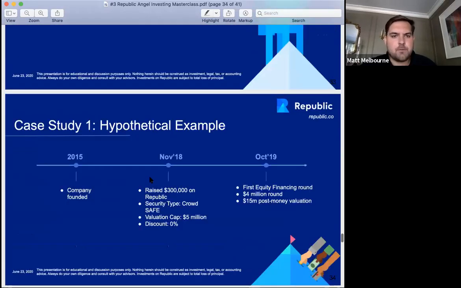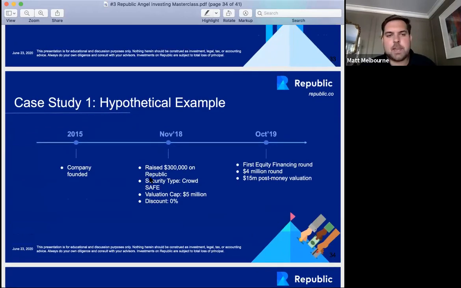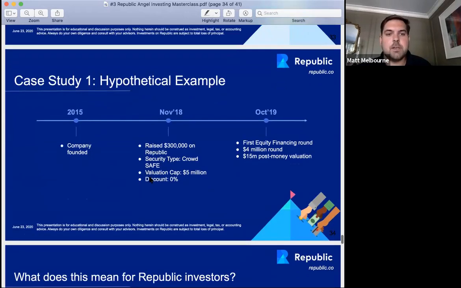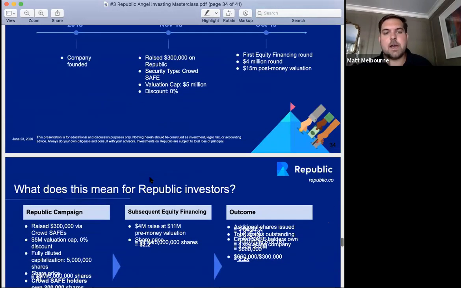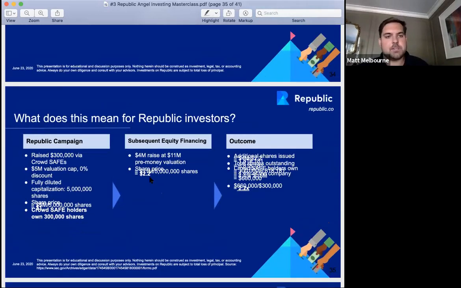So for one, let's say we have a company that is founded in 2015. About 3 years later, they raise on Republic about $300,000 with the crowd safe and a valuation cap of $5 million. Then they go and raise another equity financing round, a seed plus round, say at a $15 million post-money valuation. What does that mean for Republic investors? So it kind of depends. It's definitely case by case, the way that investors get paid out and how much they're looking to see.